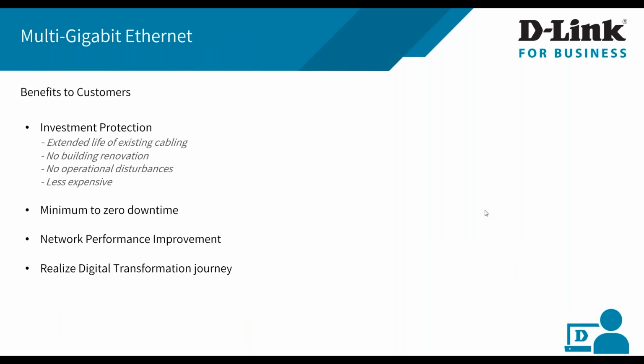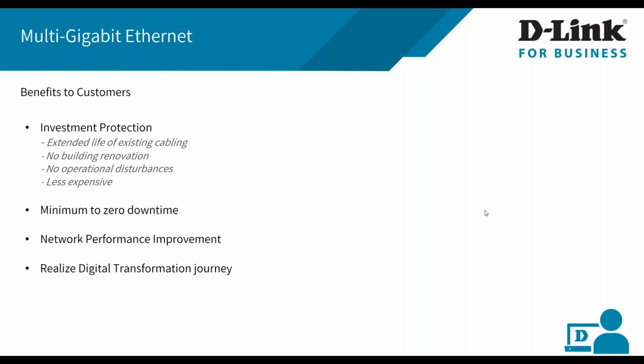So we discussed what multi-gigabit is. Let's discuss how multi-gigabit will benefit the customer and why they should consider a multi-gigabit solution for their network upgrades. Basically, we discussed that multi-gigabit Ethernet protects the existing investment in cabling by extending the life of existing cabling. So the customer need not replace the existing cabling.